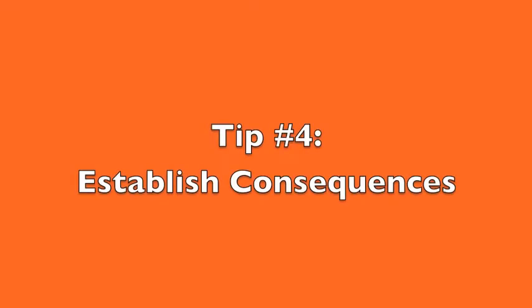Tip number 4, establish consequences. It has been estimated that 90% of student misbehavior can be stopped by increasing student engagement and participation. Frequently, students are acting up because they're bored. The first thing you could do with your students is to set clear expectations. Explain what you expect from them before the actions are made, not after.